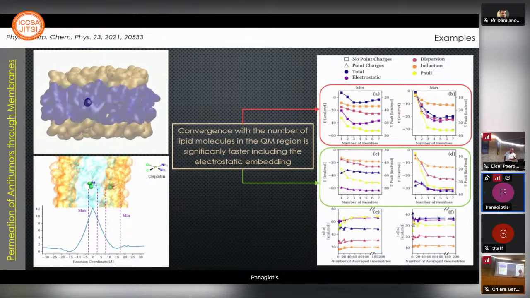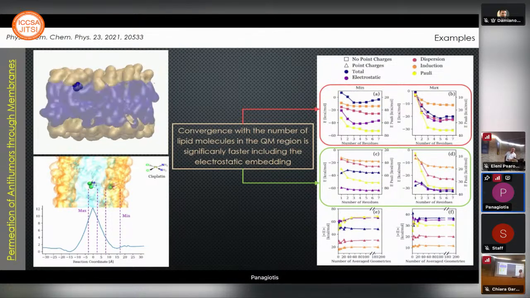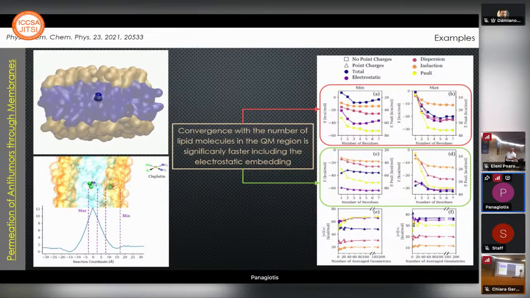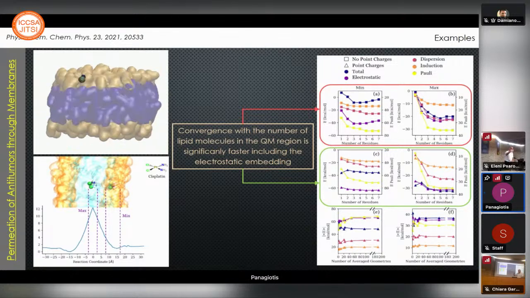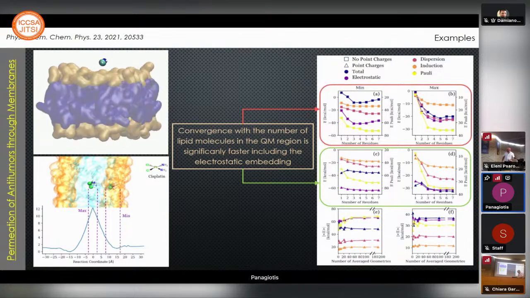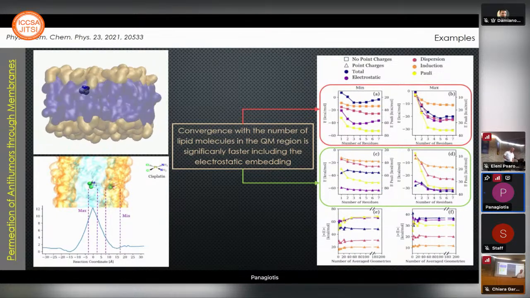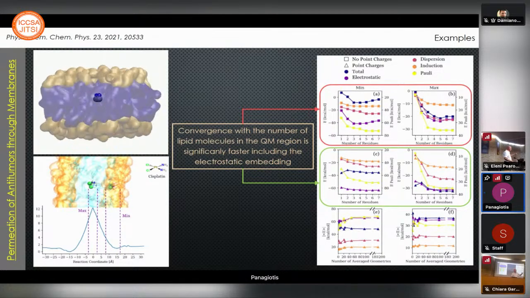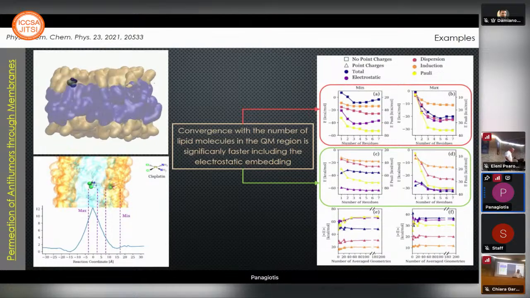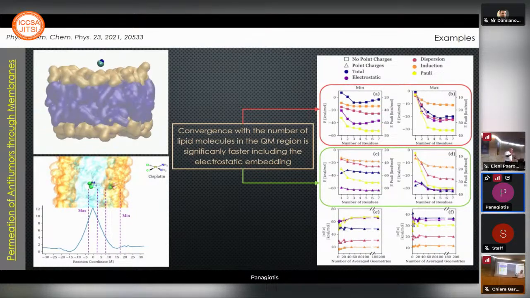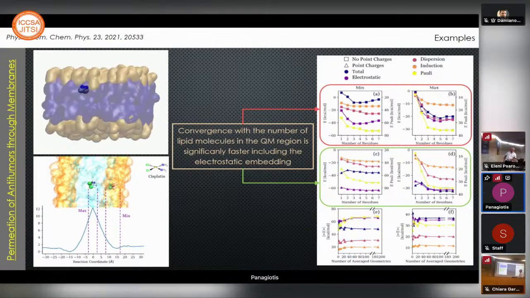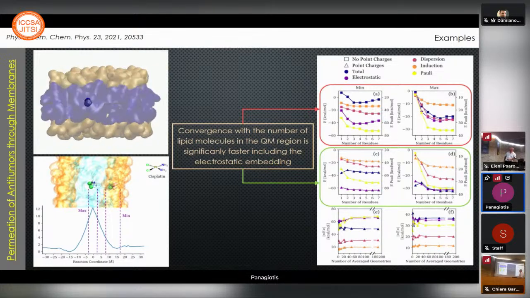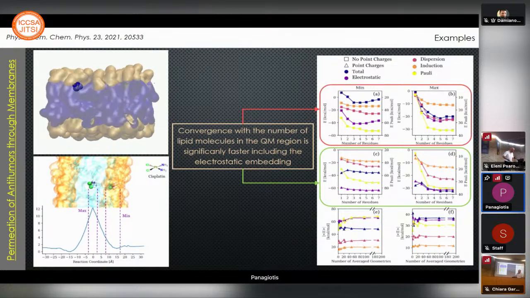As we can see here, this is for the minimum, and this is for the maximum. These are the QM calculations, and these are calculations also including electrostatic embedding. And we have found that for QM calculations, even with 8 lipid molecules, which are large molecules, we don't get all the energy terms convergent. However, if we include an electrostatic embedding, so the classical region, we have found that the energy terms are convergent with 6 lipid molecules.